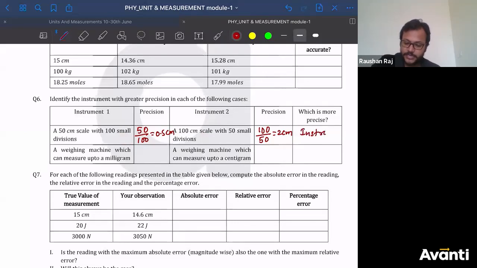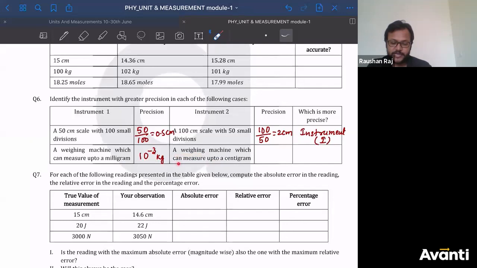Well done, children, those who got the correct answer, very good. Look at the second case. Again, find out the least count here. What will be the least count here? The weighing machine which can measure up to a milligram. That means least count is given to you as 10 to the power minus 3 kg.